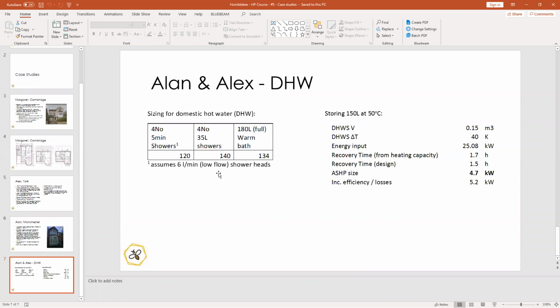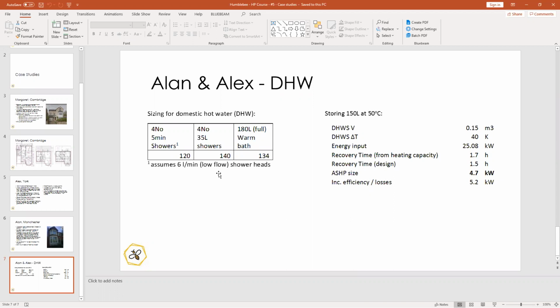A warm bath is 180 litres to the middle of the outlet, the overflow. So if you consider that you're displacing water and maybe your temperature is a bit less, because you don't want it any more than 38, 39, then that's about 134 litres. So really, if you had a 150 litre tank, you would be covering those demands.